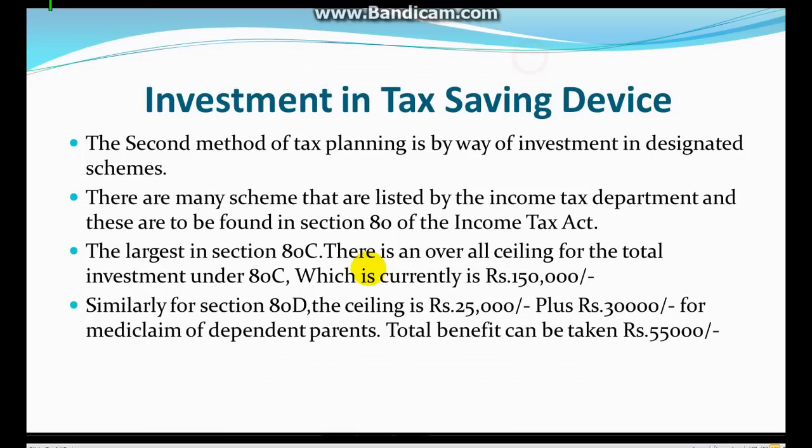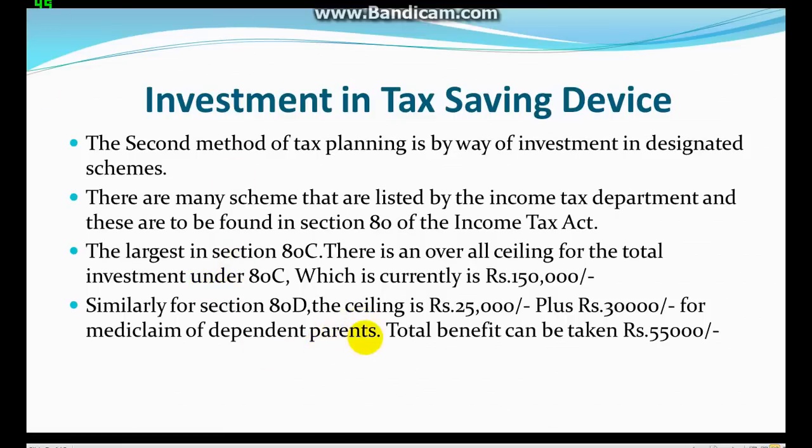Now the second part to save the tax on salary is investment in tax saving devices. So this is the second method through which you can save your tax. There are many schemes that are listed by Income Tax Department, and these are to be found in section 80 of the income tax. Under section 80C, there is an overall ceiling for the total investment, which is currently rupees 1,50,000. So on rupees 1,50,000 you can save tax.